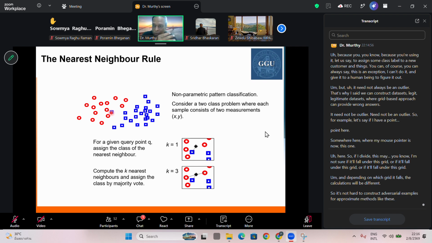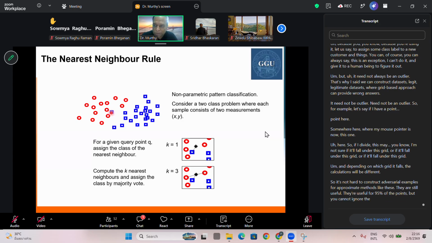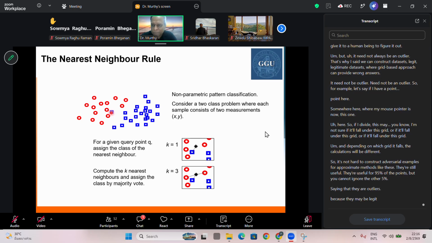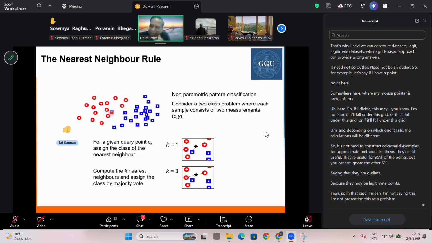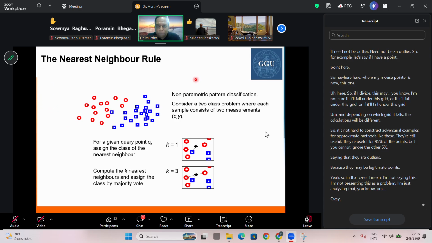They're still useful. They're useful for 95% of the points, but you cannot ignore the other 5%, saying that they are outliers, because they may be legitimate points. Yeah. So in that case, I'm not presenting this as a problem. I'm just analyzing that. Okay.